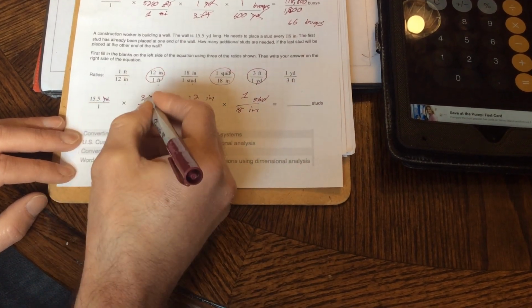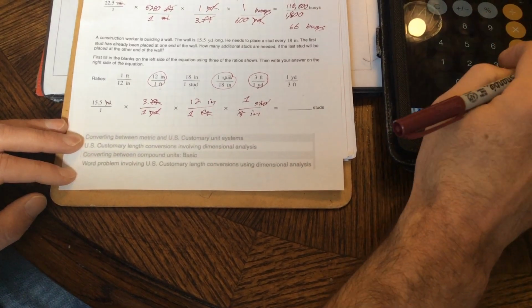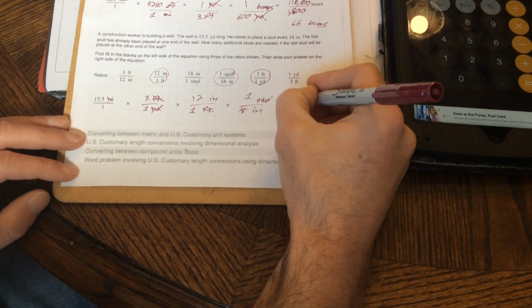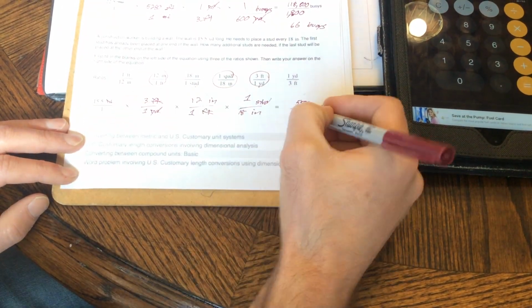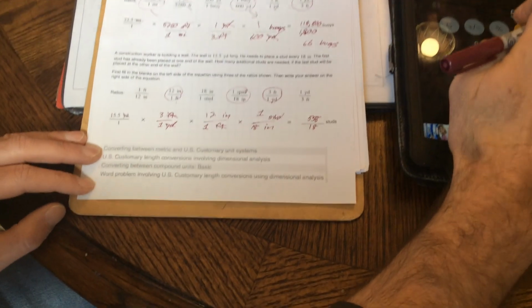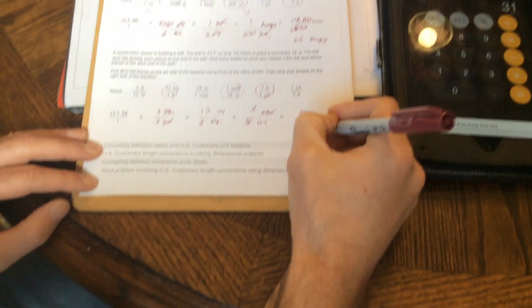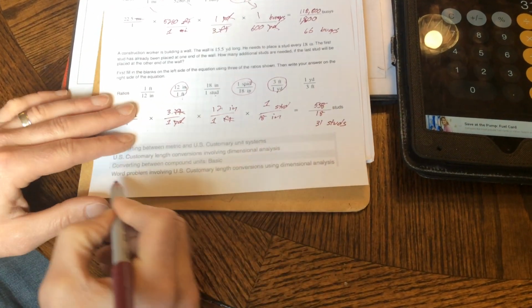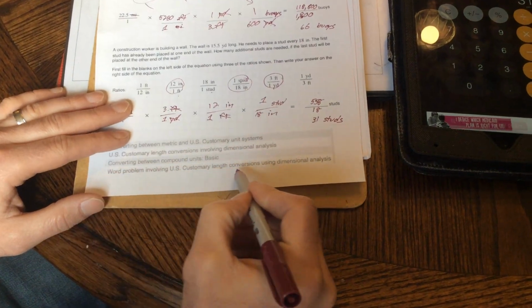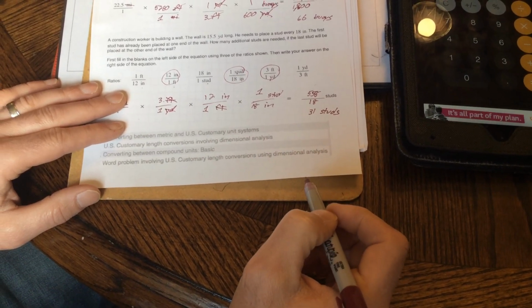Multiply your numerators. 3 times 12 is 36 times 15.5 gives you 558 over 1 times 1 times 1 times 18. So divide that by 18 and that gives us 31 studs, which makes sense. You can get 31 studs. That's the topic, word problem involving U.S. customary length using dimensional analysis. Go ahead and go do that topic.